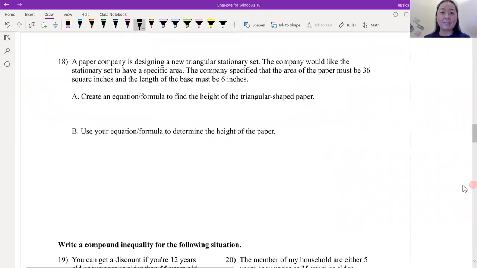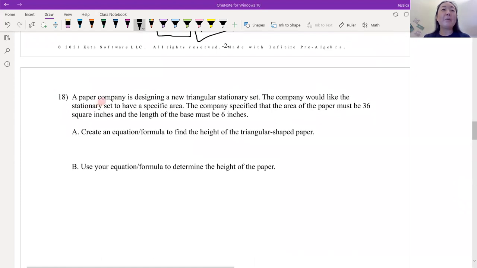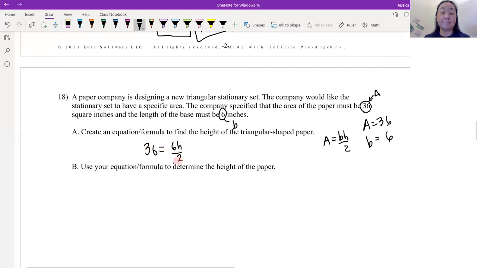Oh, look, it's another practice one. Let's try it out. So a paper company is designing a new, okay, same thing, but now the area is going to be 36 square inches and the base must be 6. So this is the base. Again, remember the formula is A is equal to BH over 2, right? And we're just going to plug those in, because we know that the area is equal to 36, base is equal to 6. So area 36 is equal to 6H over 2.